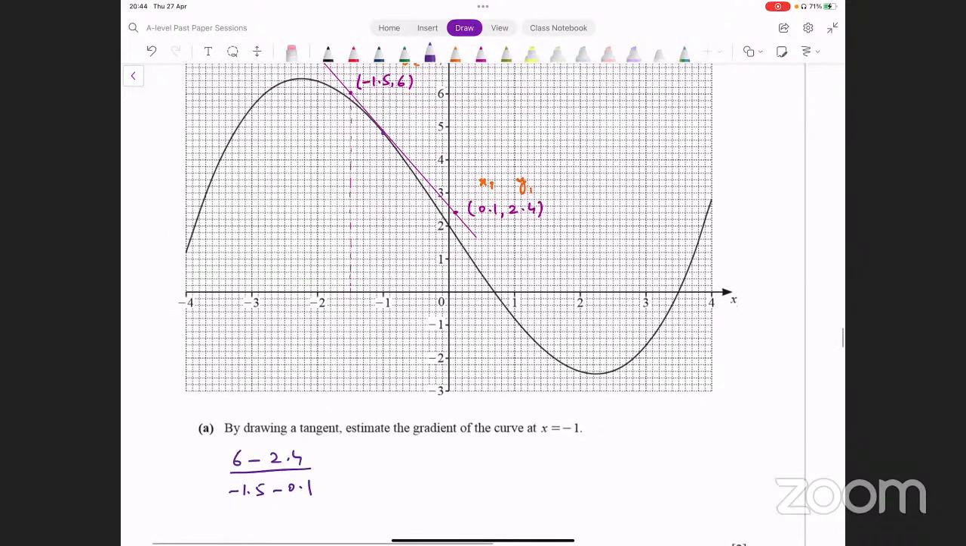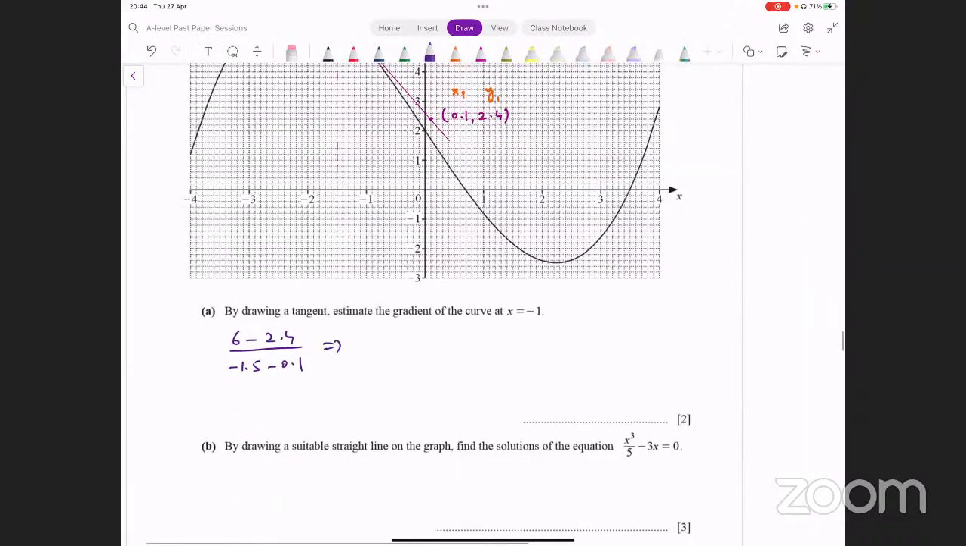Okay, now let's simplify this. 6 minus 2.4, that is going to give me 3.6 divided by minus 1.6. ठीक है, अब इसको आपने evaluate करना है. देखें क्या आता है. You can write this as दोनों numerator denominator को अगर आप 10 से multiply कर दें, what does that give us? That gives us minus 36 over 16.